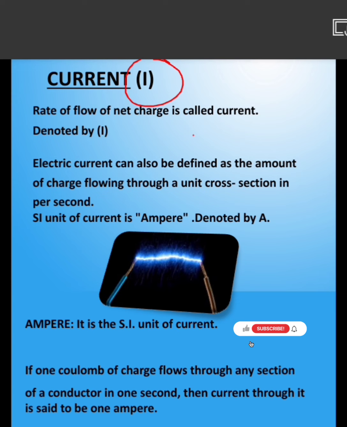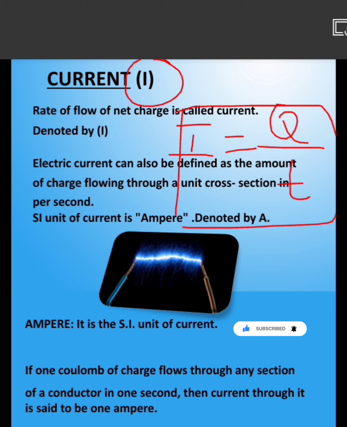The current is represented with the letter I, and what I said is that current is the flow of charges per unit time. I said the charge is represented with the letter Q, right? So I = Q/T is the formula for the current. From this formula you can make a sentence by yourself: I stands for current, Q stands for charge and T stands for time. So current is the flow of charges per unit time. I hope it's clear.